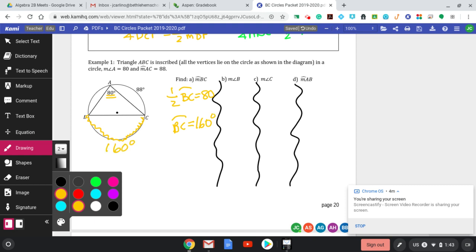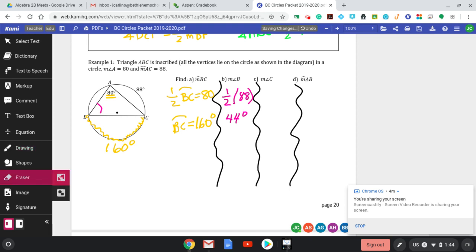All right, how about angle B? Well, if you take a look, angle B is an inscribed angle. So I know I'm at least going to take half of something if I'm finding an inscribed angle. It's half of what arc? What arc belongs to angle B? It's arc AC, which is 88. So I'm going to take half of 88 and get 44 degrees. Okay, so that one right there is going to be 44 degrees.